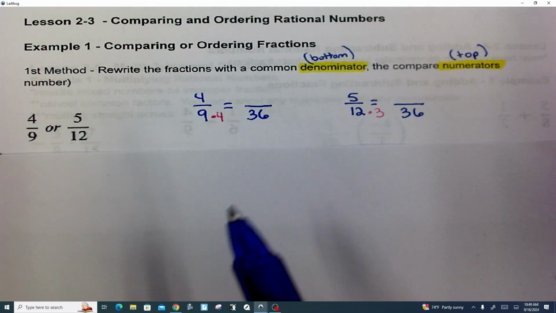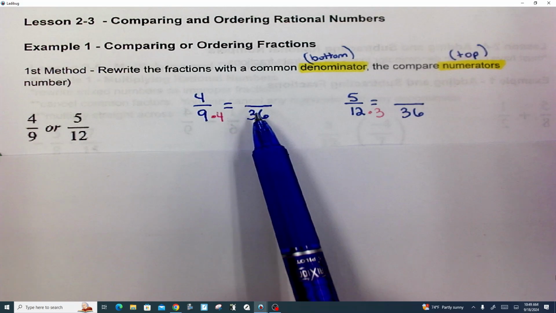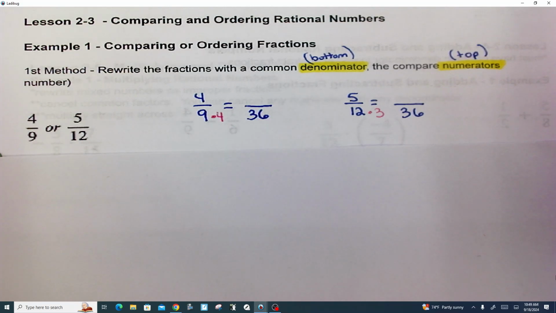We're making equivalent fractions. So 4/9 is going to be equal to this fraction right here. But since we times the bottom by 4, then we need to times the top of the fraction by 4, the numerator. And then we come over to the 5/12 fraction, and we times the numerator by 3 because we times the denominator by 3.